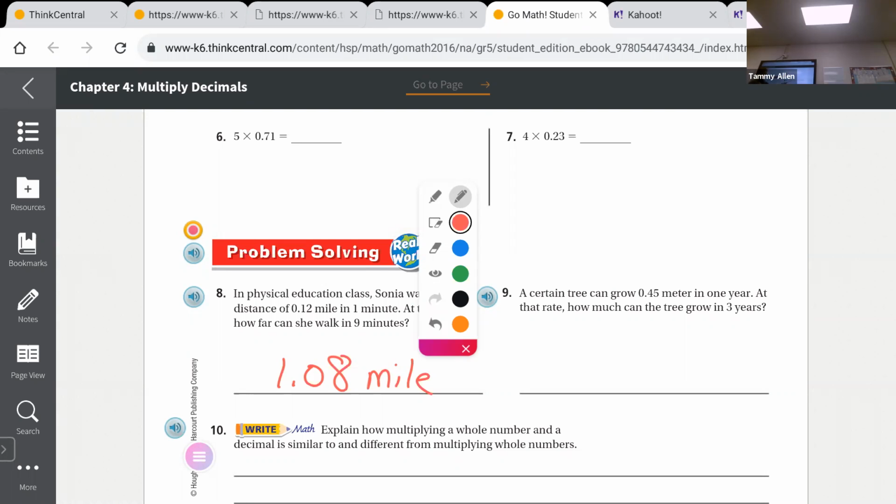Number 9, it grows 45 hundredths of a meter in 1 year. We want to do that 3 times. So you filled up all of one grid and part of another one. What was your final answer? One what? Okay. Label? What was your label? Questions on that one? Okay.